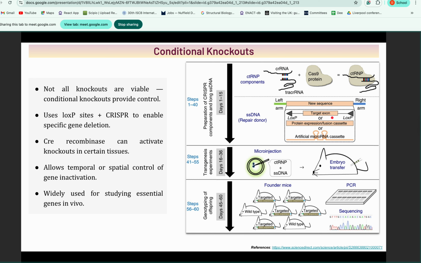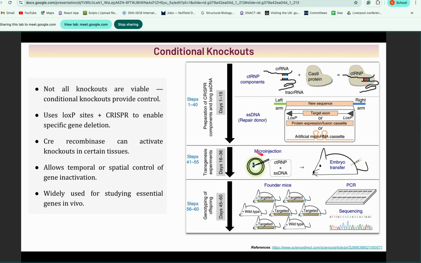Now this is my target exon which I want to target, and these are the LoxP sites. Or I can take protein expression and fusion cassettes, or we can take an artificial microRNA cassette. So these are three different cassettes which are present. Now steps 41 to 55 are known as transgenesis experiments, starting from day 16 to 36.